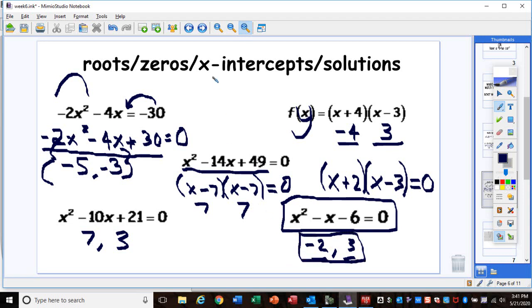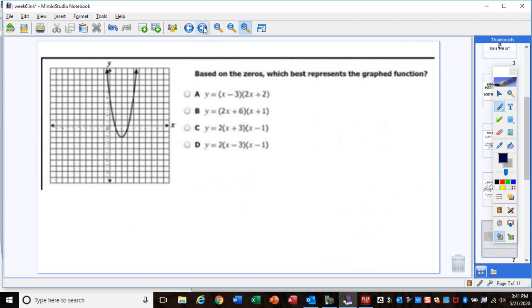Now, let me show you just real quick. I just got about 4 more of these real quick. These are all multiple choice. Okay, this is what kind of sums it all up. Let's see if you really understand this here.